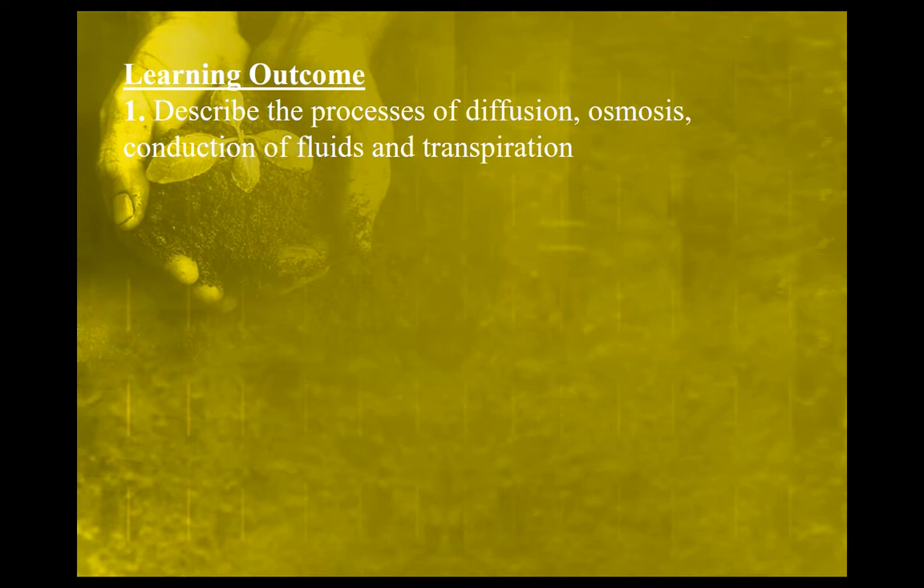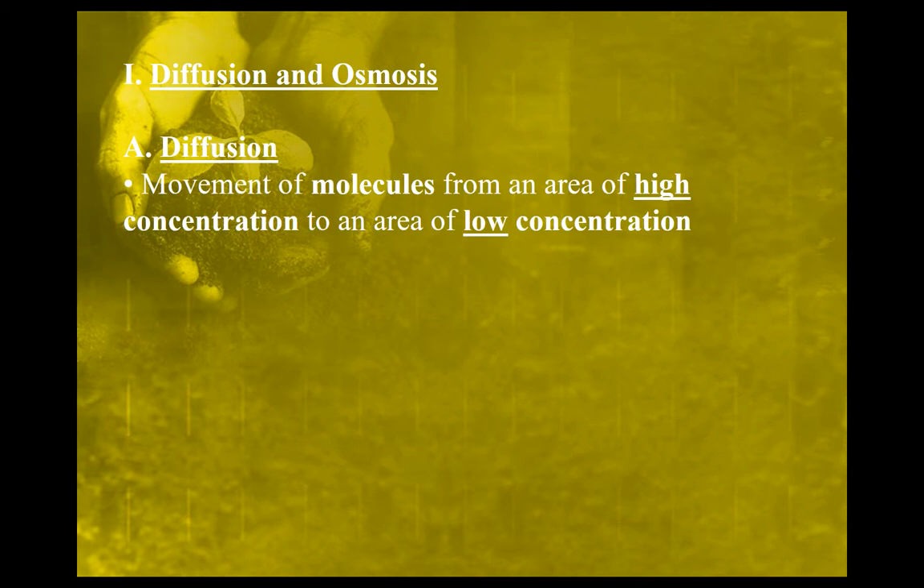The learning outcome is to describe the processes of diffusion, osmosis, conduction of fluids, and transpiration, specifically in plants. Okay, so let's first of all define what diffusion is. Diffusion is the movement of molecules from an area of high concentration to an area of low concentration. I'm just going to try to illustrate this. We'll look at a different picture in a moment too.